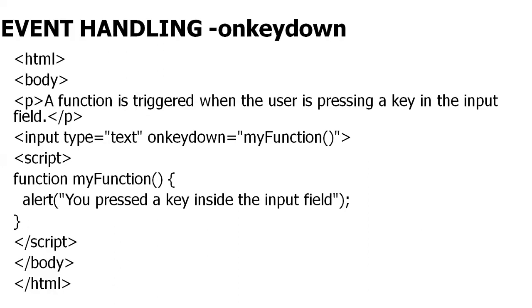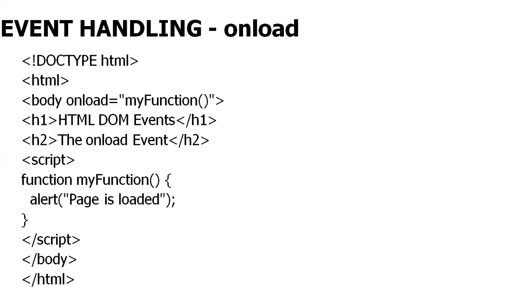Another event handling function is onkeydown. The HTML tag is open, the body tag is open, and the paragraph says a function is triggered when the user presses a key in the input field. The input type is text, onkeydown myFunction. In the script tag, function myFunction, the alert message can be displayed: you pressed a key inside the input field. The script tag, body tag, and HTML should be closed.